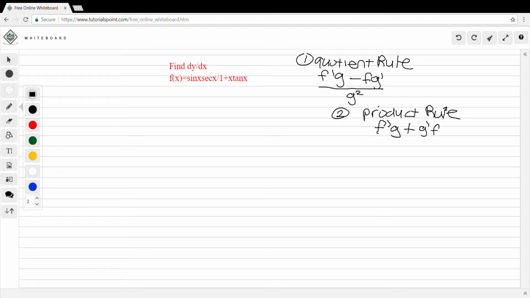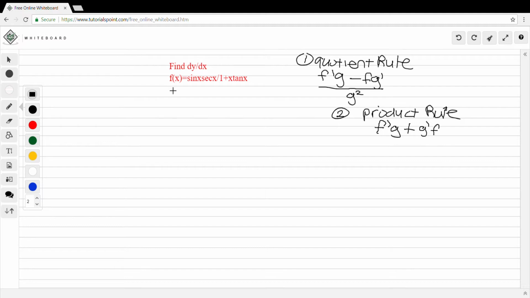Okay, so today we're going to find the derivative. We've got to find dy/dx of f(x) equals sine x secant x, divided by the whole thing of 1 plus x tangent x. In order to do this, we must know the quotient rule, which is f prime g minus f g prime, all over g squared. And we need to know the product rule, which is f prime g plus g prime f.